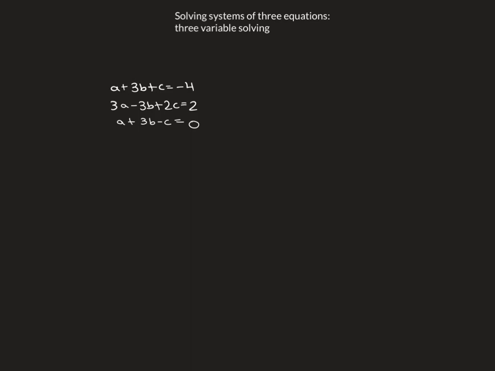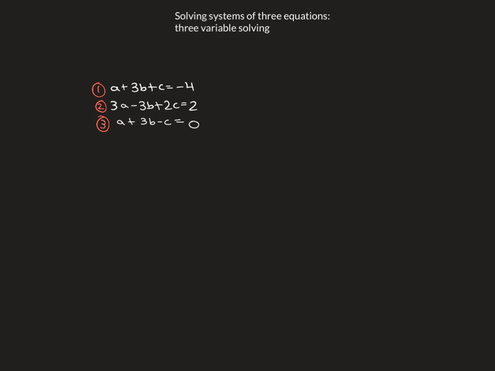Now the first step is to label each of these equations: 1, 2, and 3. Labeling your equations is important because you'll be mixing your equations, and it's important to keep track of which equations you're using, so it's good to number them.